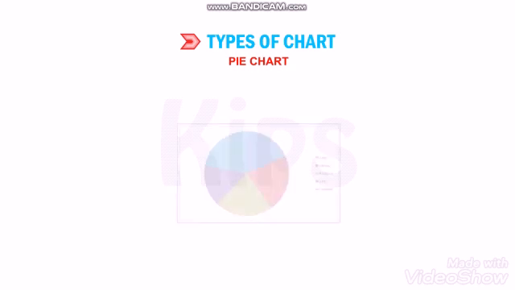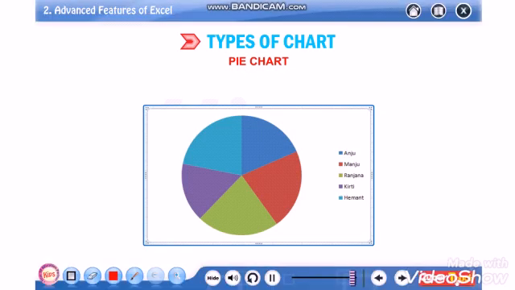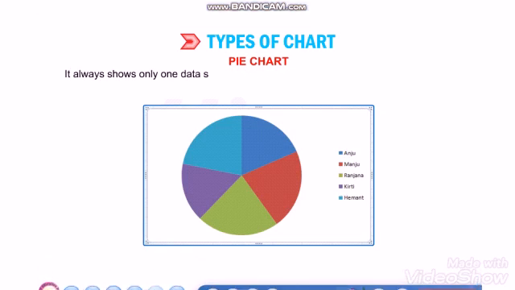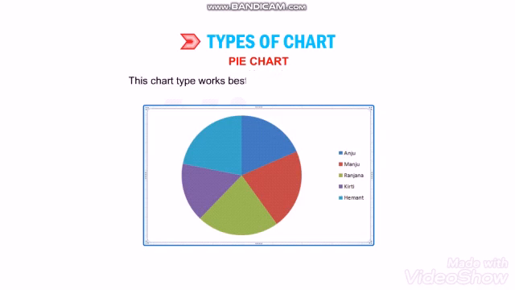Number 6. Pie chart. This chart displays data in the form of a circle that is divided into a series of segments. These segments show the relative size of each item in the chart. It always shows only one data series and is useful when you want to emphasize a significant element. This chart type works best with a smaller number of values.